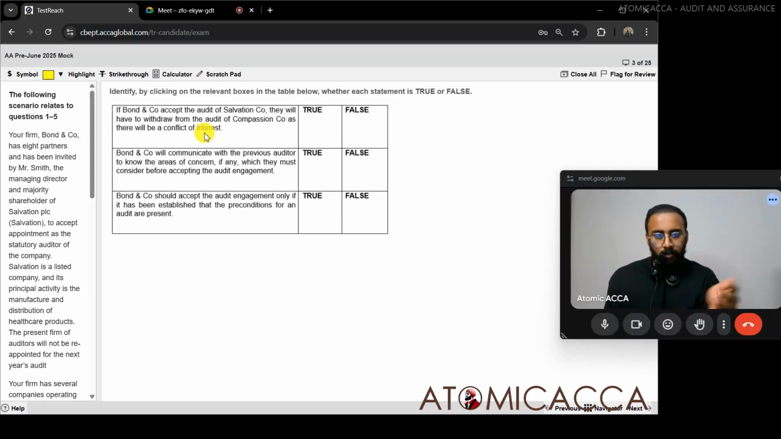So if both of them are approving, then no problem. You don't have to back off. But then you have to maintain the safeguard. So they are telling they will have to withdraw. So that is false.